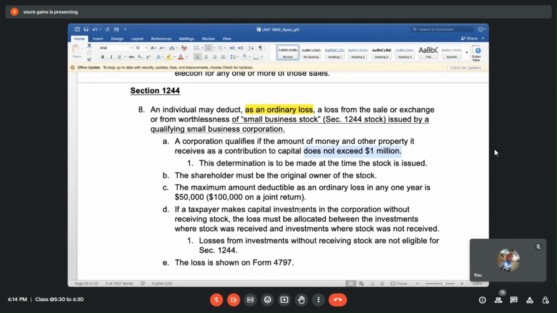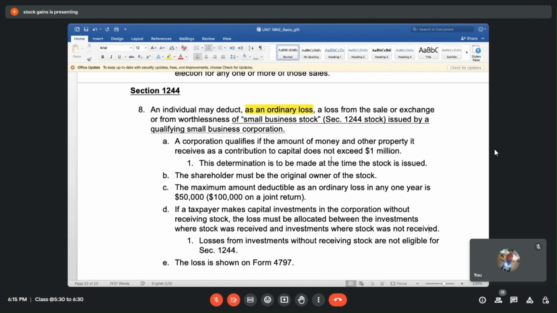And if the taxpayer makes a capital investment in the corporation without receiving stock, meaning the taxpayer is making some investment but no stock is being issued, but still it's a capital investment, then the loss must be allocated between the investment where stock was received and the investment where stock was not received. Sometimes they will put the investment in the form of debt or convertible debt. At some point of time it may be converted into equity, but stocks have not been issued. It could be converted into equity at any point of time. That's why they call it convertible debt.